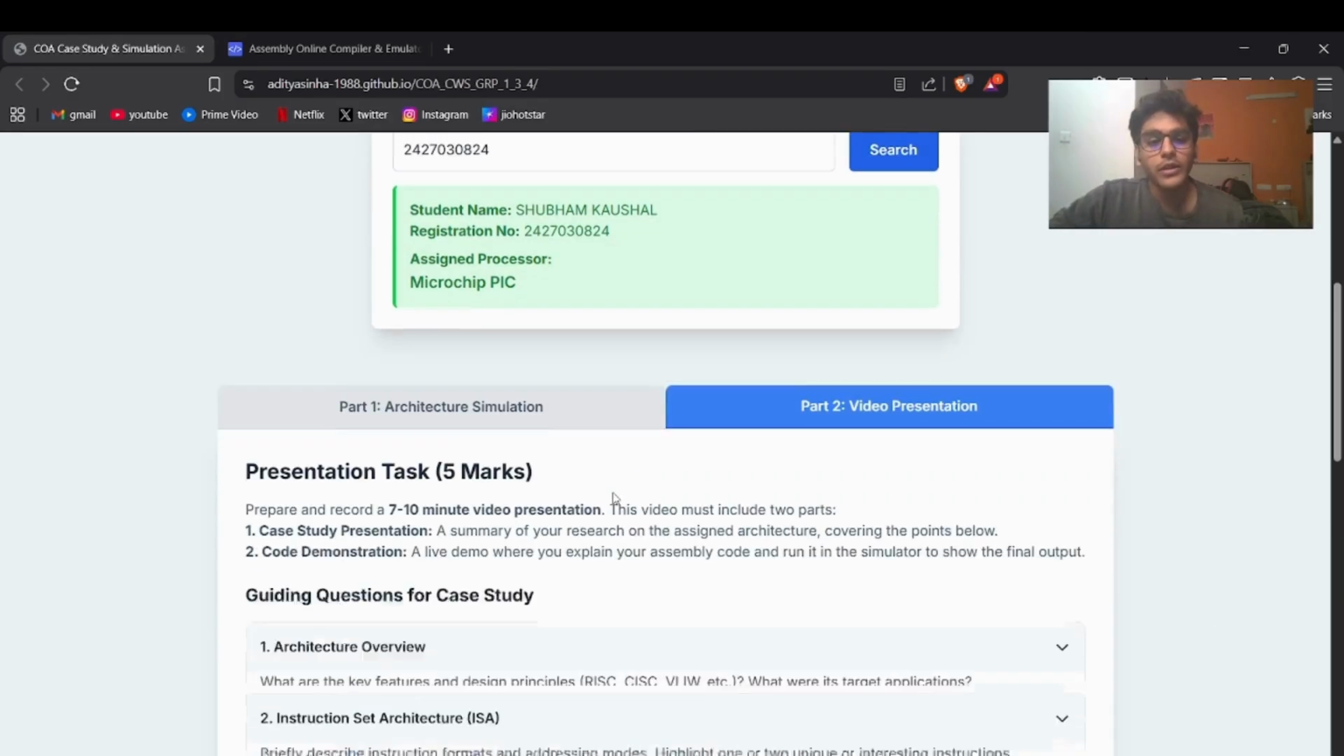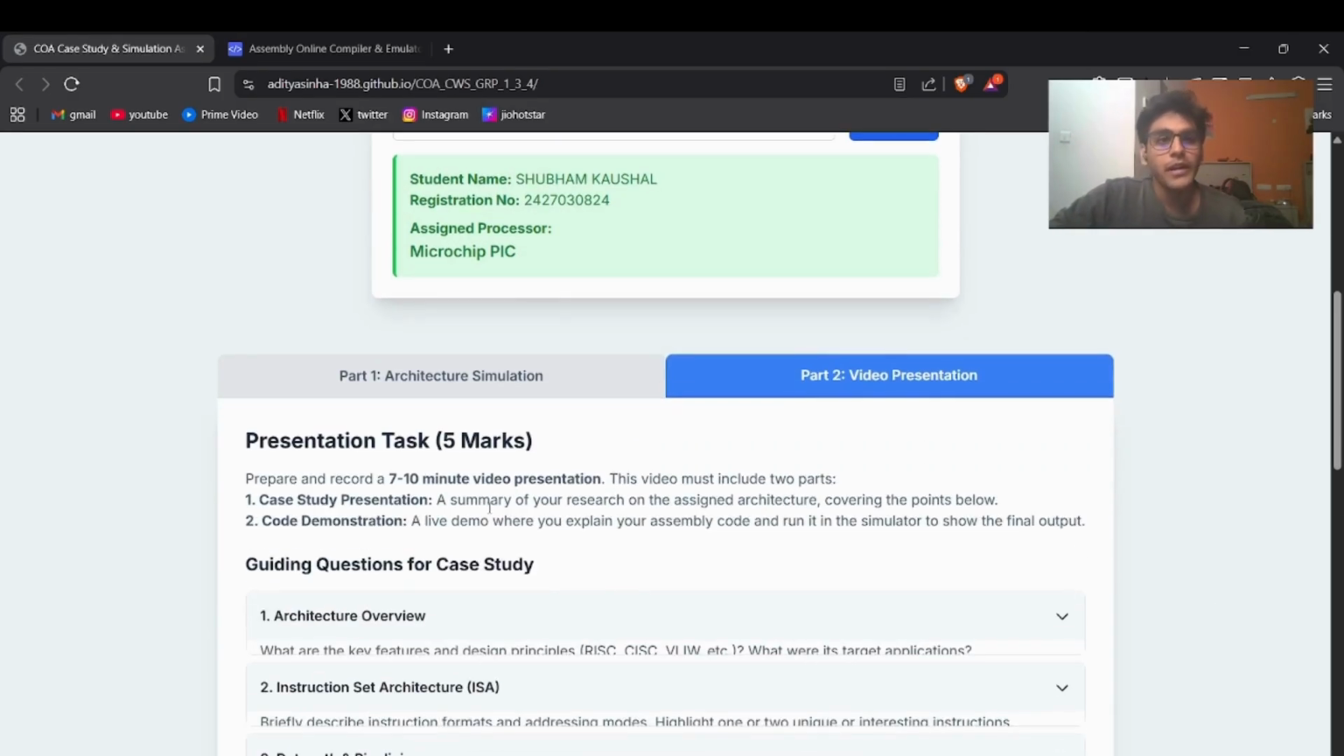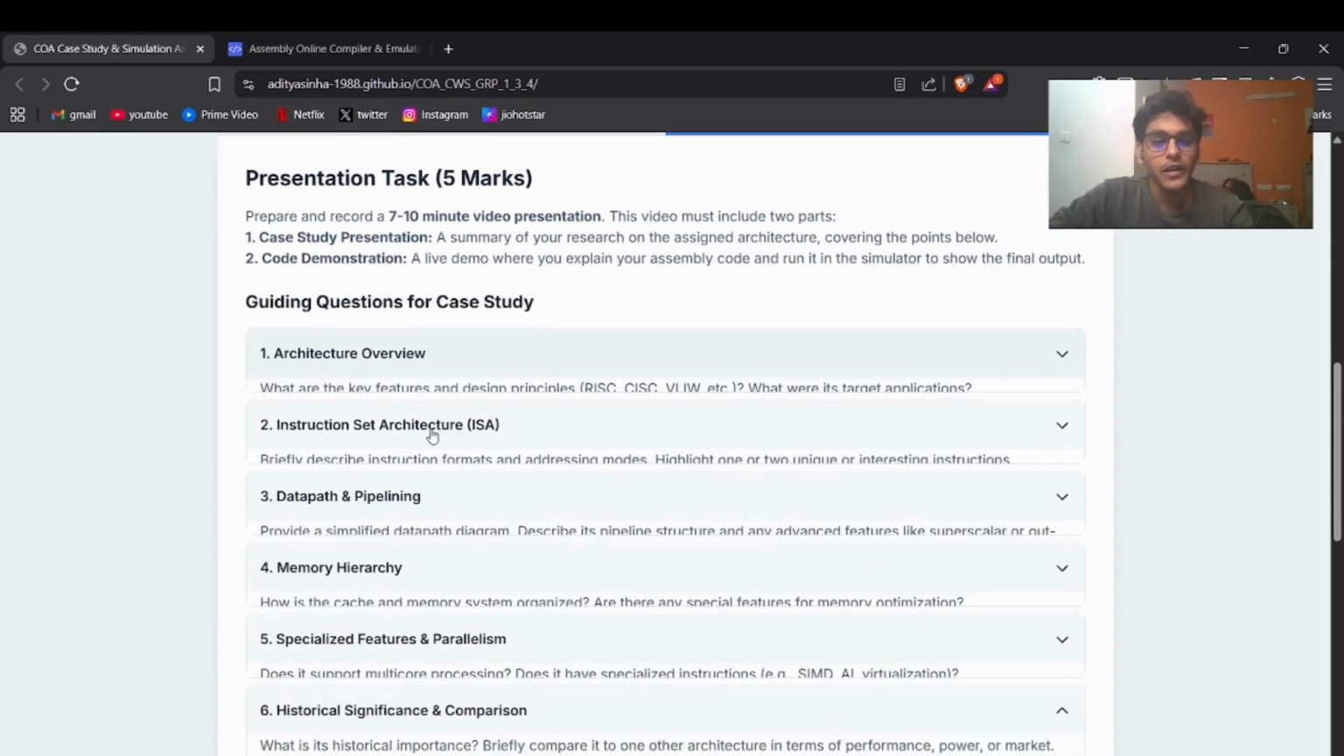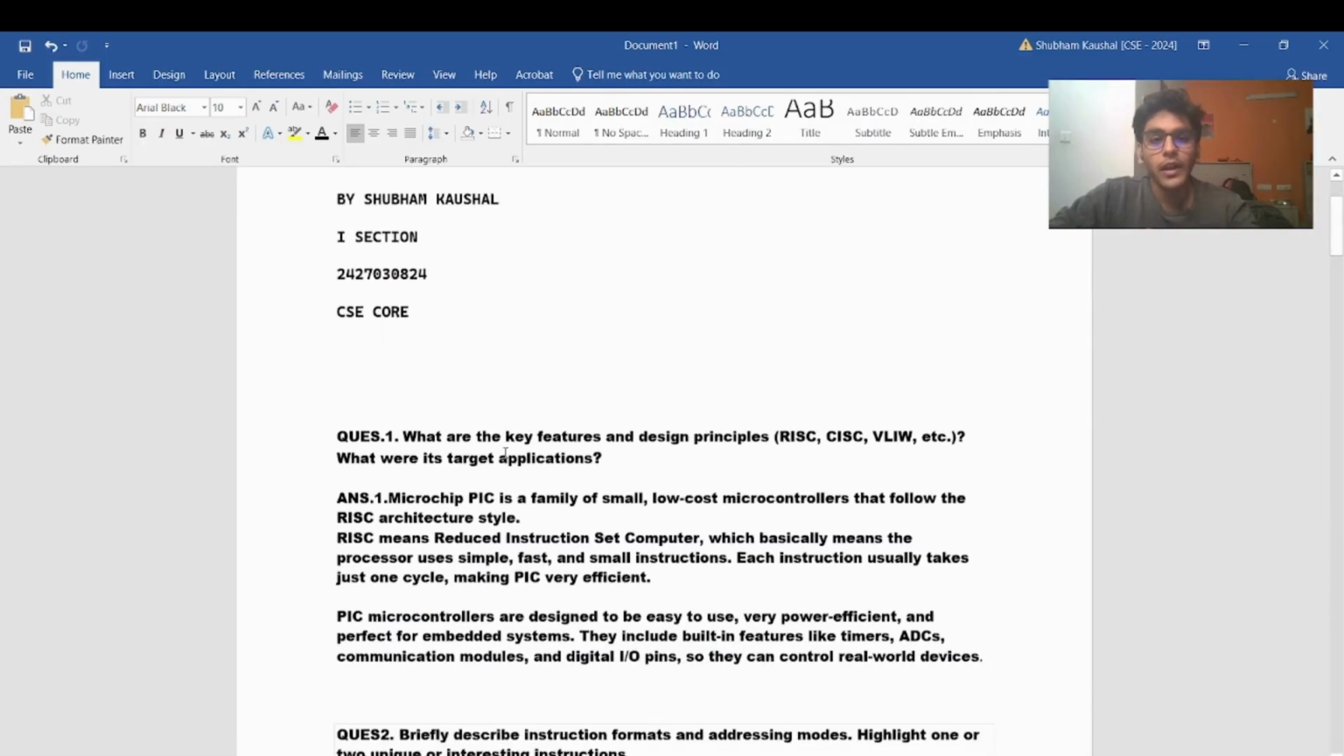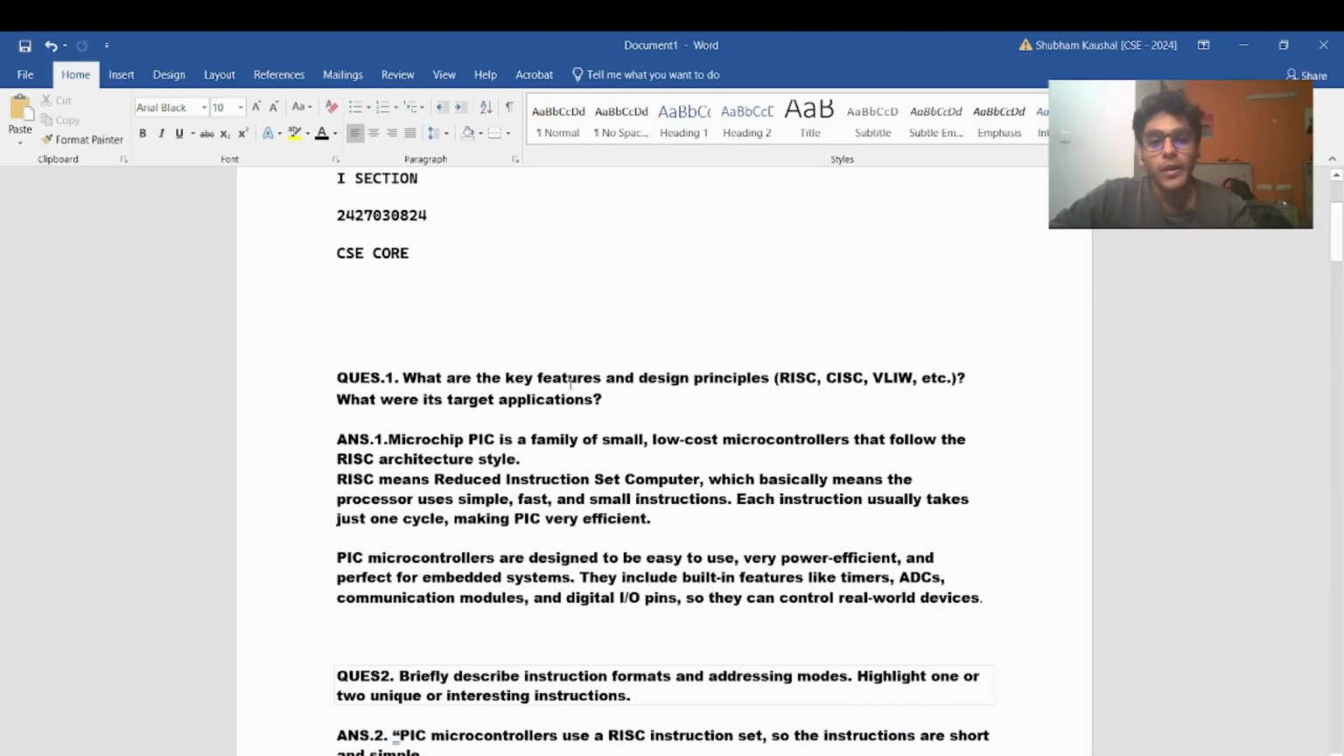I'm going to start with the case study presentation where I'll be talking about the microchip PIC and the questions that are present in this case study. So, starting with the first question, we'll be talking about the key features and the design principles of the microchip PIC. The microchip PIC is a family of small, low-cost microcontrollers that follow the RISC architecture style.